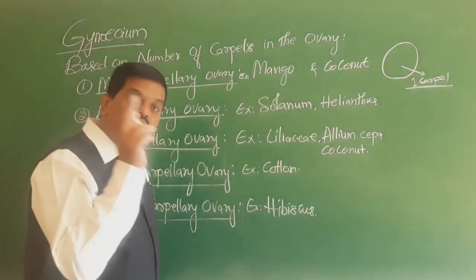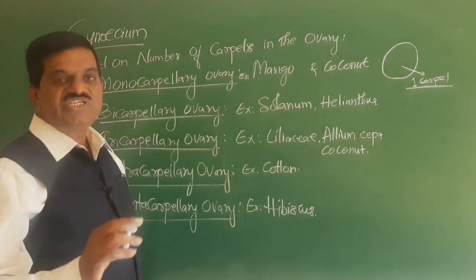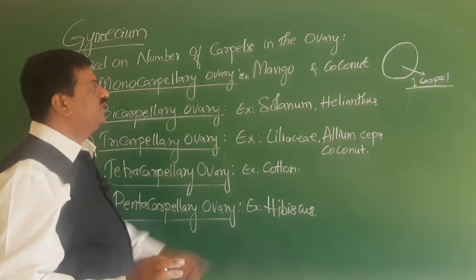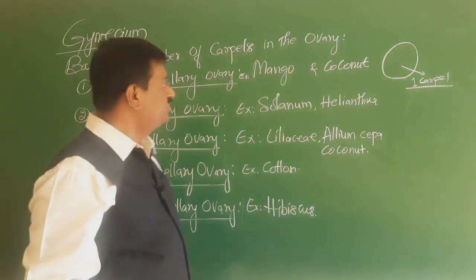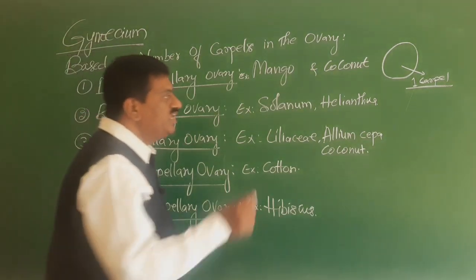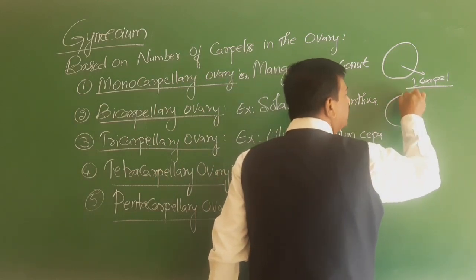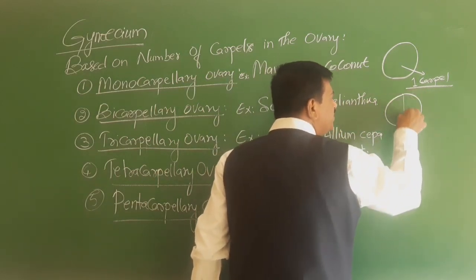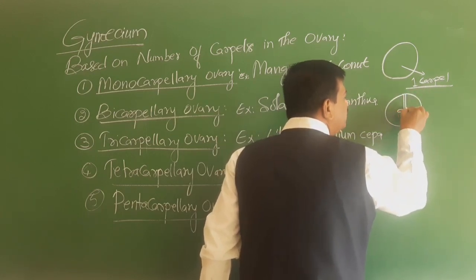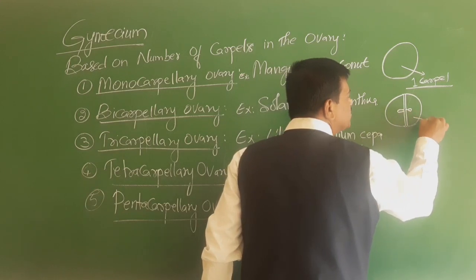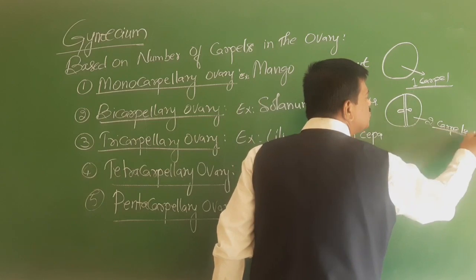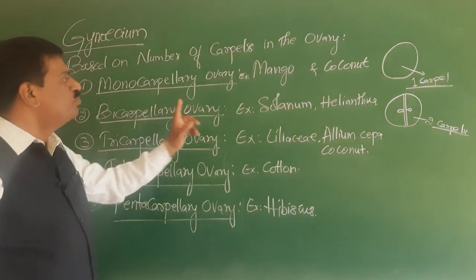Simultaneously we can use one more word called unilocular. The word locular is again called a chamber. So based on the chambers, unilocular. Monocarpillary, mango and coconut. Next, the bicarpillary ovary. In an ovary there are 2 carpels. When you take an ovary, inside this 2 carpels are present. This is one and this is one. Here ovules are present. 2 carpels have been present, hence it is called bicarpillary.